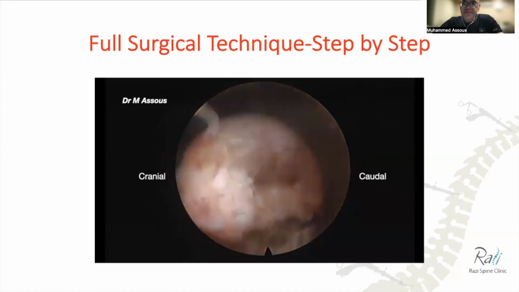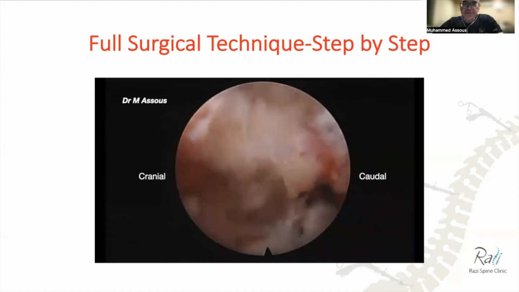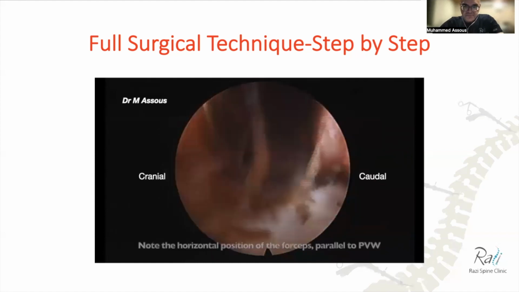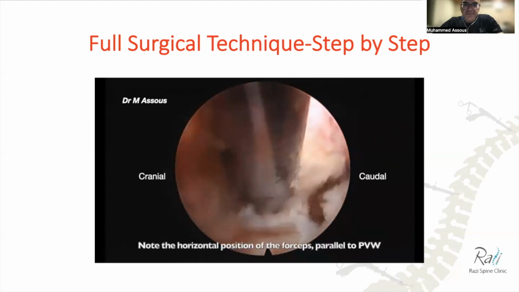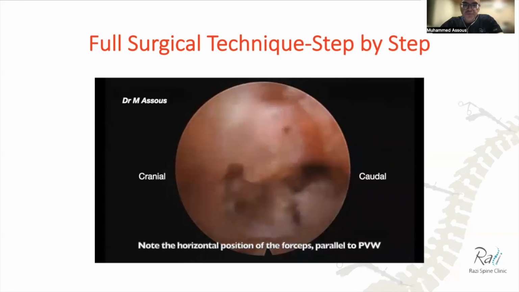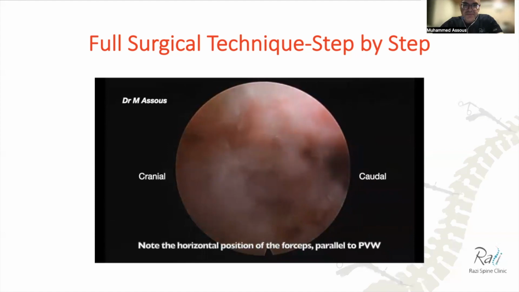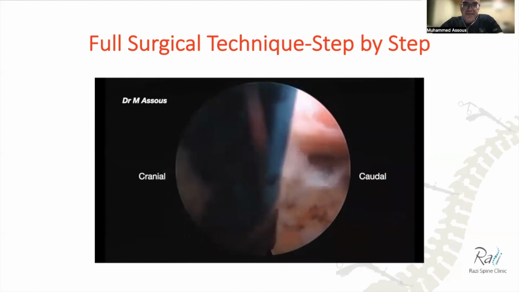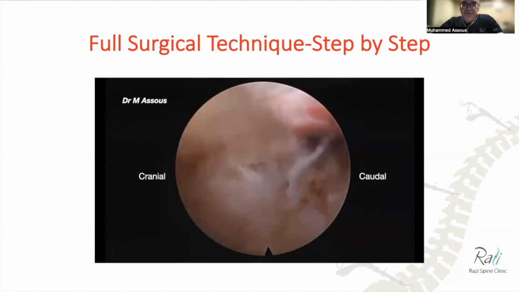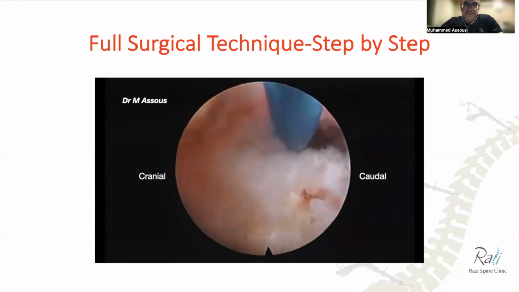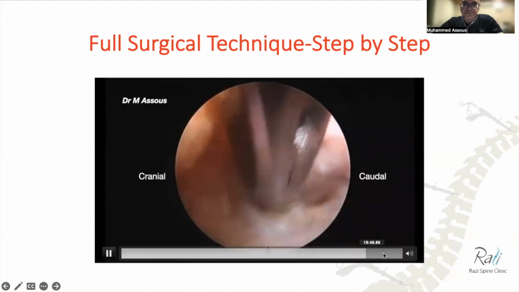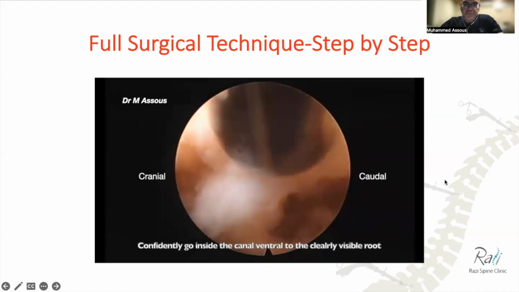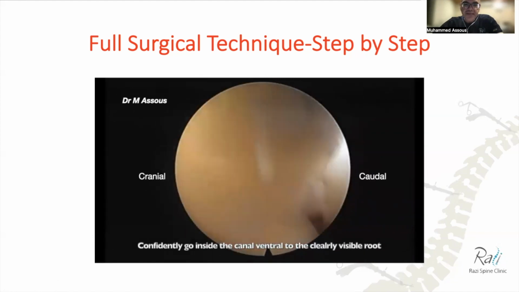But remember, this is a posterolateral disc hernia, so we're not inside the canal yet. And this is how you hold your forceps. In horizontal position, this is the 2 millimeter pituitary, basically. You can always feel with the radio frequency probe. And this is how you can go inside the canal.